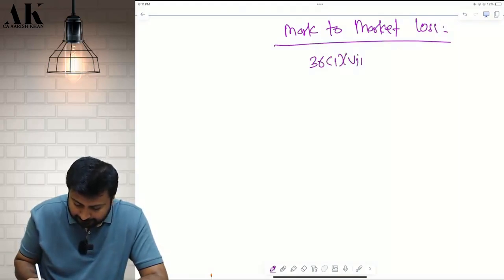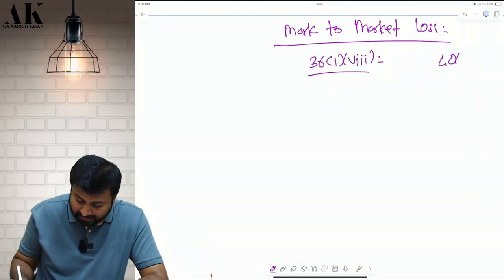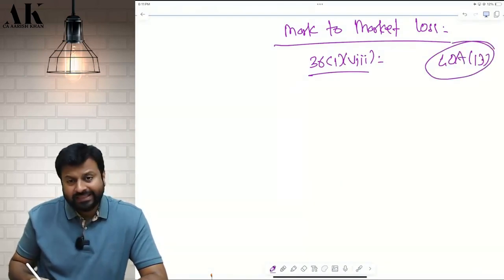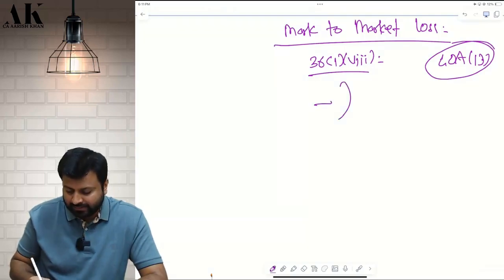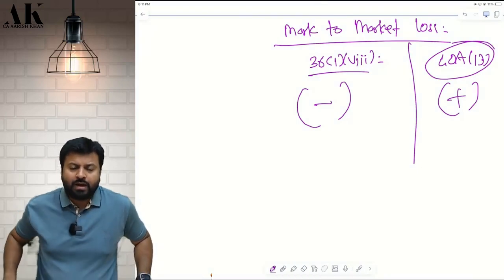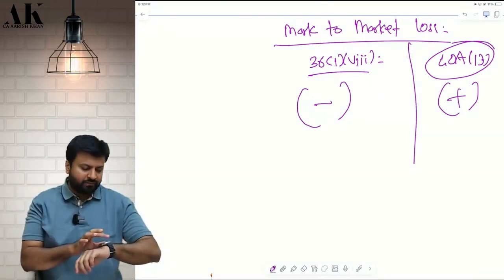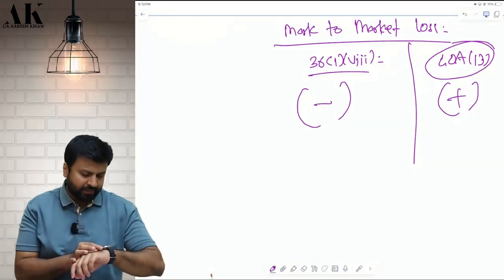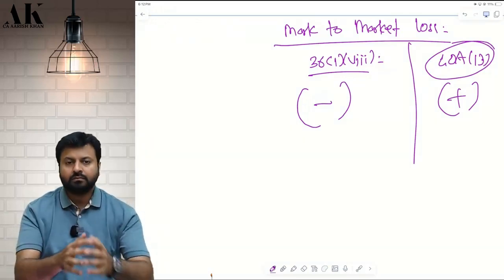36(1)(18). 40(a)(13). This is deduction. This is disallowance. There are two sections with respect to mark-to-market loss. One section talks about deduction. One section talks about disallowances. Pay attention, please, all of you.